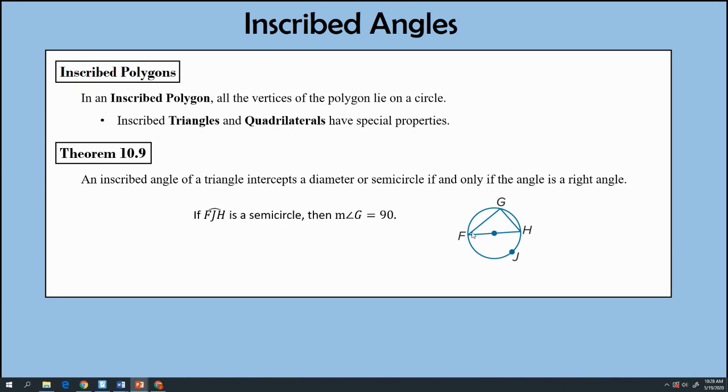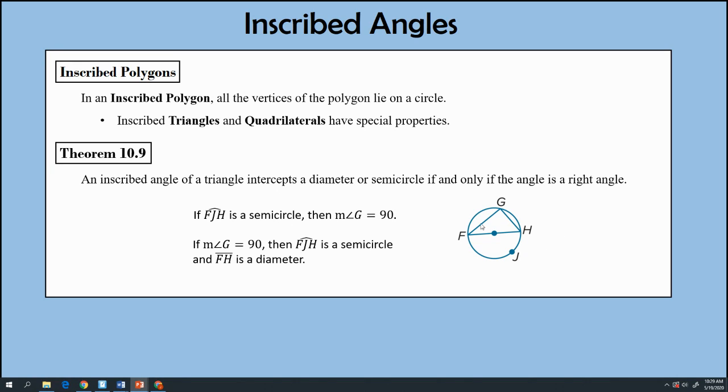So basically, what this says is two things. If I know that FJH is a semicircle, then inscribed angle G has got to be 90 degrees because the inscribed angle is half of the arc it intercepts. So you immediately see FH is a diameter. If FH is a diameter, then that's going to be a 90-degree angle. And then the converse of this: if angle G is 90, if that's a 90-degree inscribed angle, that means that where the points hit the circle, that's got to be a diameter, and then this has got to be a semicircle.